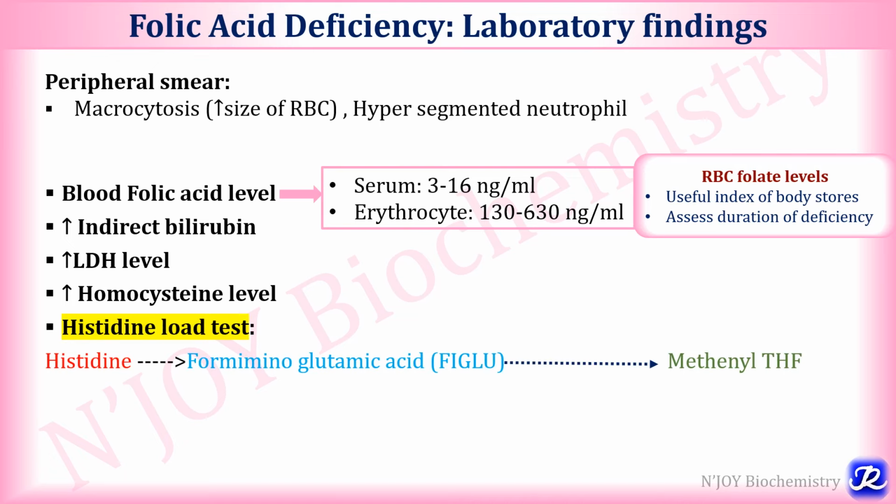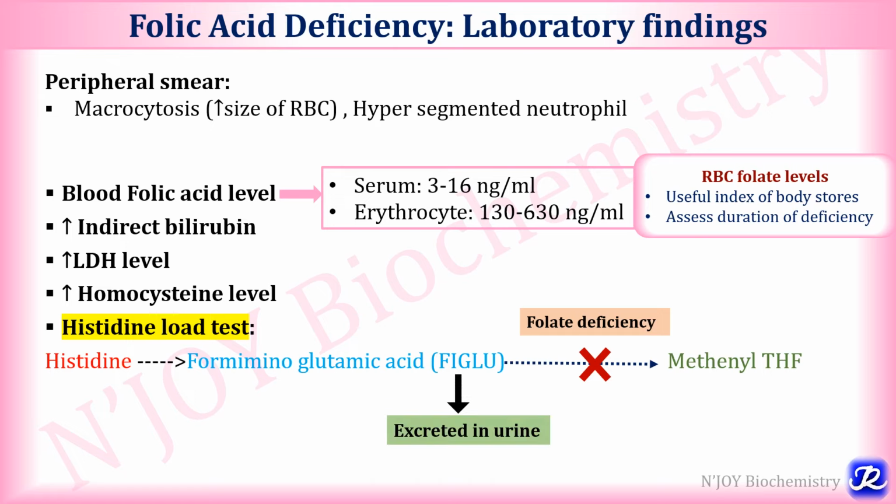A histidine load test can also be done to detect folic acid deficiency, because we know that catabolism of histidine leads to the formation of formiminoglutamic acid, which is also called FIGLU, and which is later converted to methenyl tetrahydrofolate. So if there is a folate deficiency, then this formiminoglutamic acid, FIGLU, cannot be converted into methenyl tetrahydrofolate and it is excreted in the urine. Earlier this test, the histidine load test, was being done, but nowadays it is rarely done.